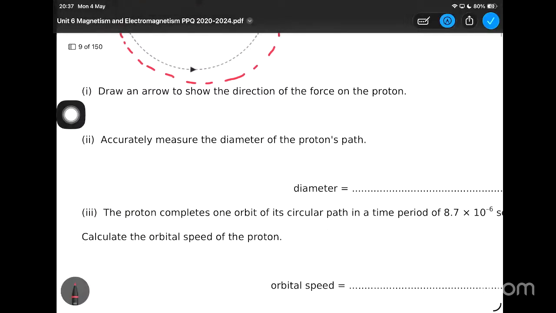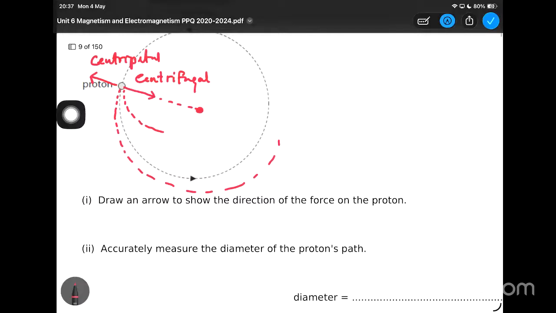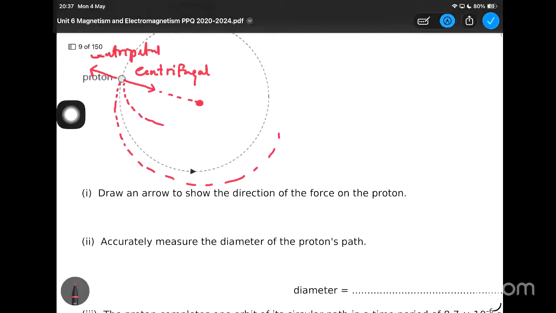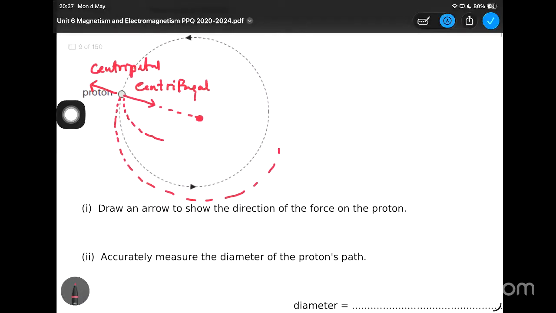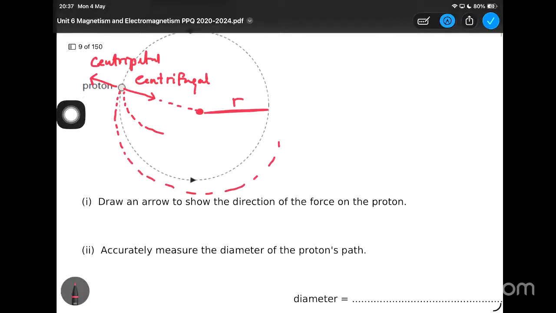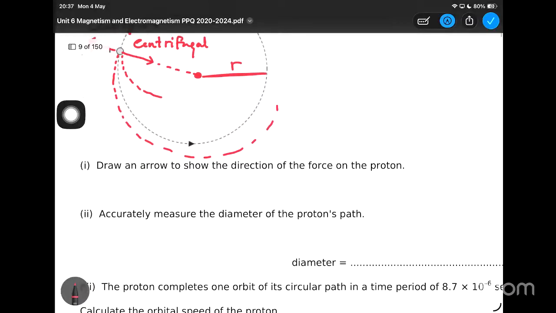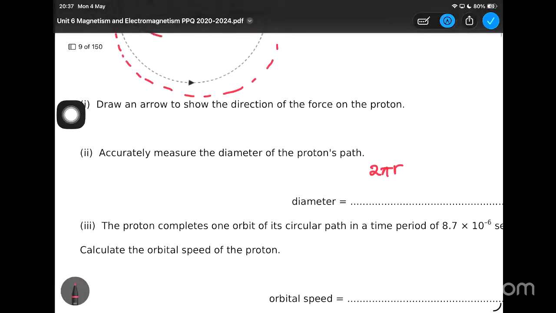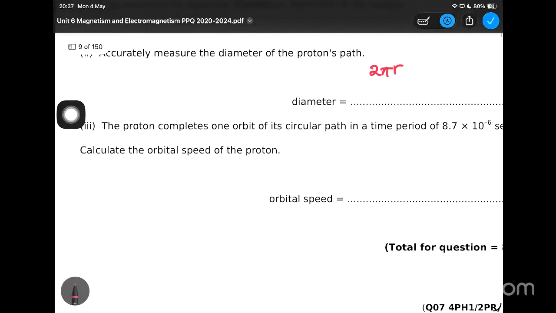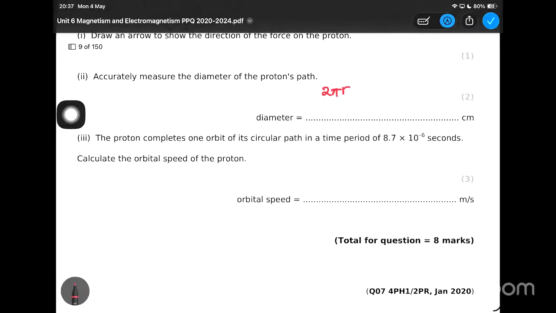Accurately measure the diameter of the proton's path. Which means they are asking you to calculate the circumference of the path, right? In order to get that value, you need to measure the radius by using a ruler. Once you get the hard copy, you can just use the 2 pi r equation to get the circumference here. And the proton completes one orbit of its circular path in a time period of this amount.